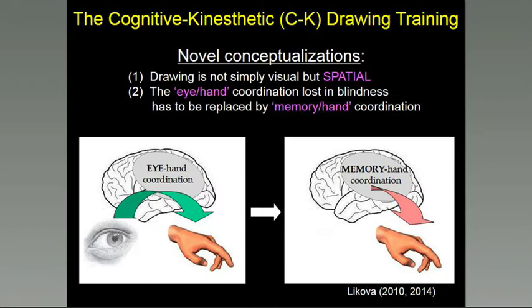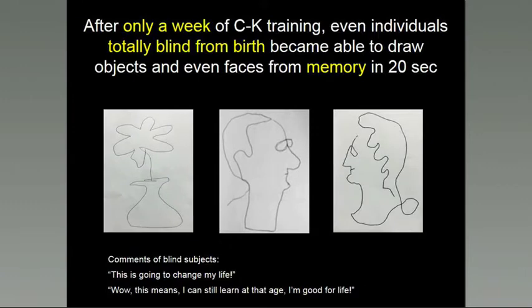So my next idea was to replace, through the training, the eye-hand coordination by a different mechanism. And what I had in mind was memory-hand coordination. So instead of using the visual images to guide their hand, they are using internal memory representations to guide the hand. But this, again, requires learning. So the cognitive-kinesthetic training, this is how I called my method, speeds up tremendously the whole learning process.